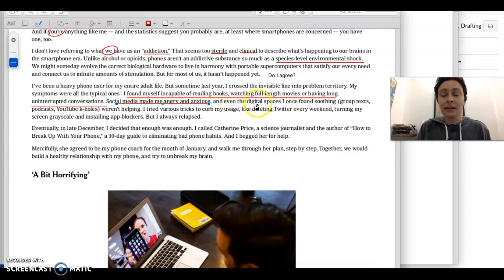And even the digital spaces I once found soothing. And here he lists those specific spaces. Group texts, podcasts, and YouTube K-holes weren't helping. I tried various tricks to curb my usage, like deleting Twitter every weekend, turning my screen grayscale, and installing app blockers, but I always relapsed. Again, here are specific examples of things that he did, right? So if you were ever writing about, well, this is my relationship to technology, you might do different things.